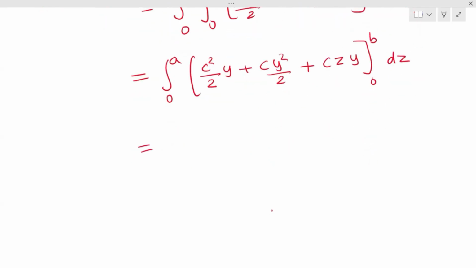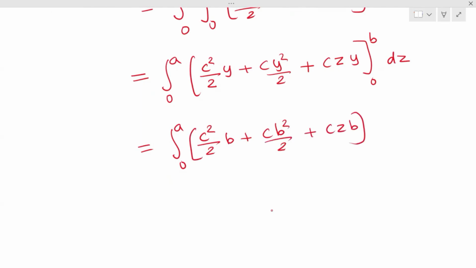Now apply the limit for y, 0 to b. We get c square by 2 b plus c b square by 2 plus czb. We are applying the limit for the variable y.